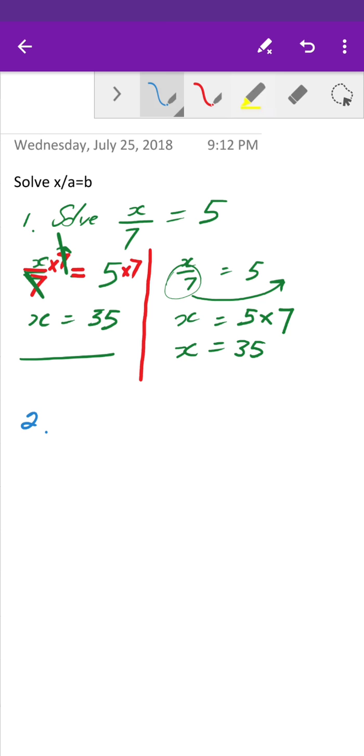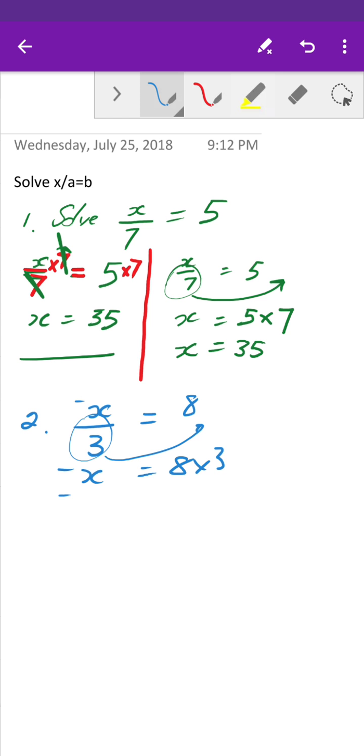They're quite short, not a lot of work on these ones. So solve, just for the hang of it, I'm going to put a negative. Negative x over 3 equals 8. Now, I'm going to take this divide 3 up here to be times 3. And now I'm going to take this negative, so negative x equals 24. I'm simply going to multiply both sides by negative 1. If negative x equals 24, x equals negative 24.